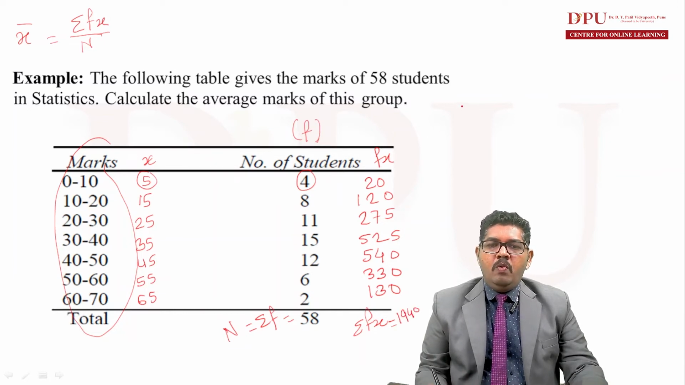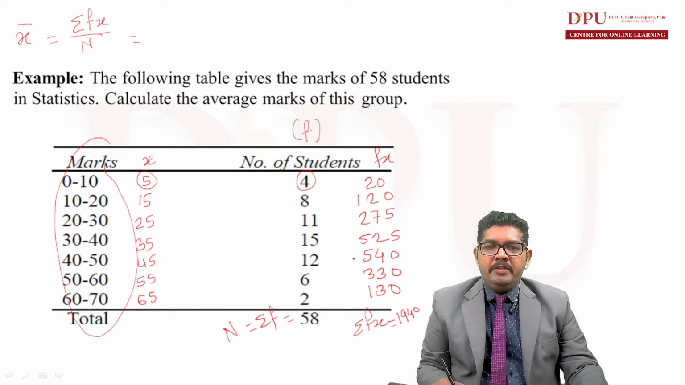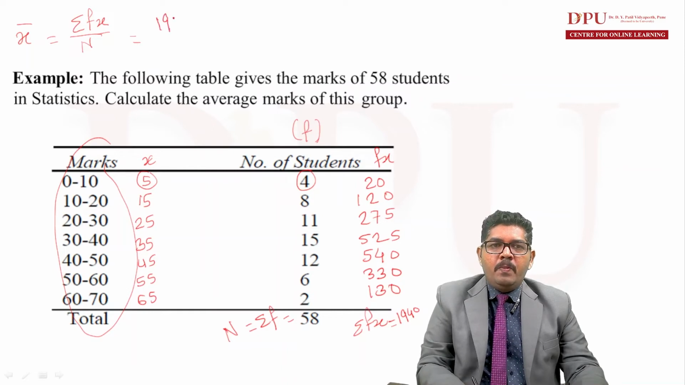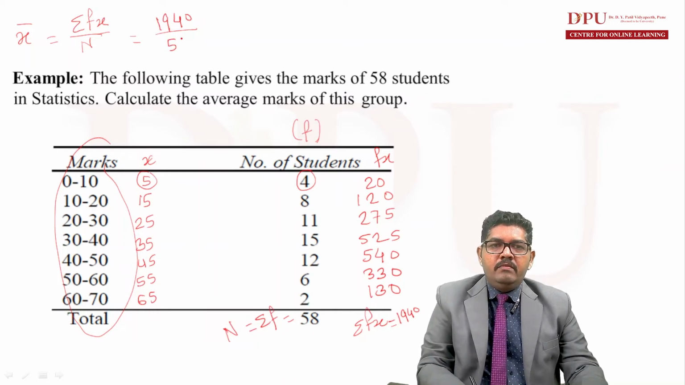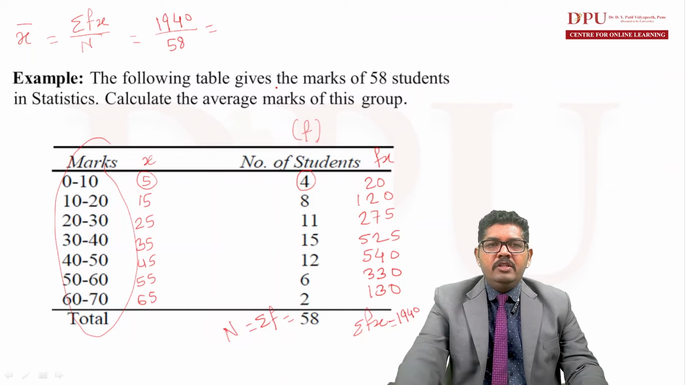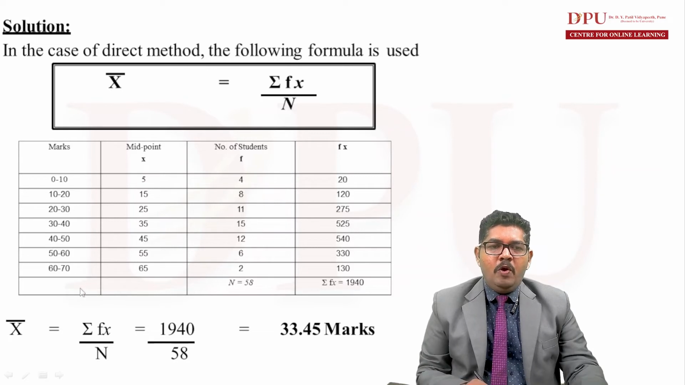Alright. Now let us put all these values in this particular equation. Summation of fx is 1940, divided by the number of observations. The number of observations is equal to summation of frequency, 58. So this will give us the arithmetic mean by direct method for group data or frequency distribution, and this is equal to 33.45.